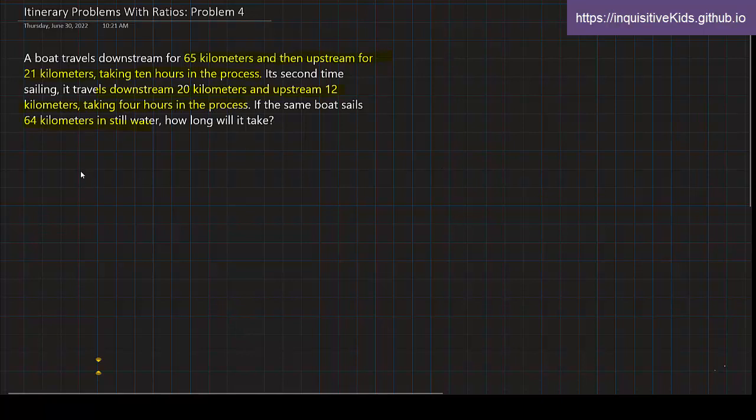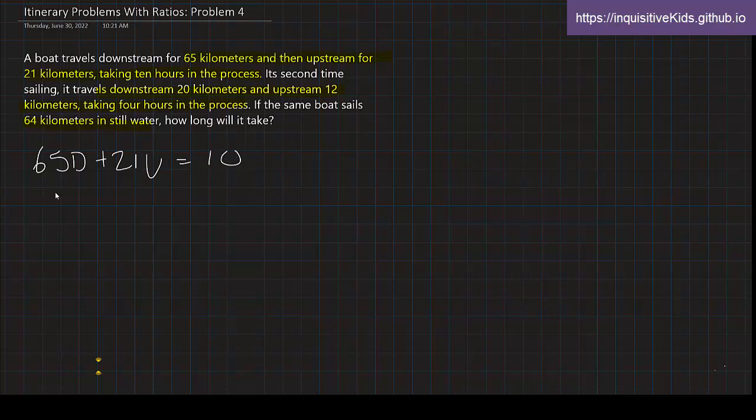Let's first write two equations to represent what we know. 65 downstream plus 21 upstream is equal to 10 hours. We also know that 20 downstream plus 12 upstream is equal to 4 hours. So that's our system of equations.